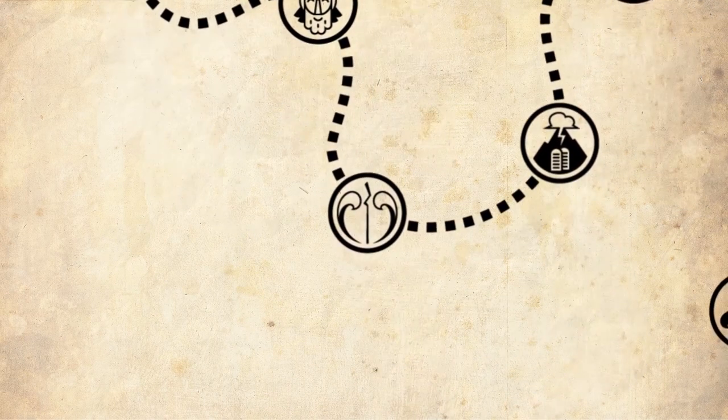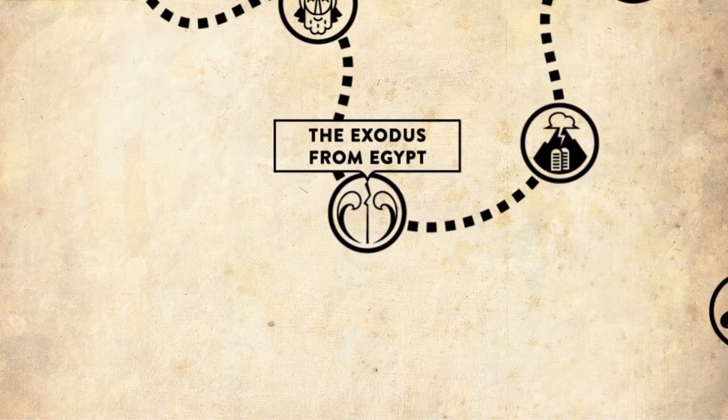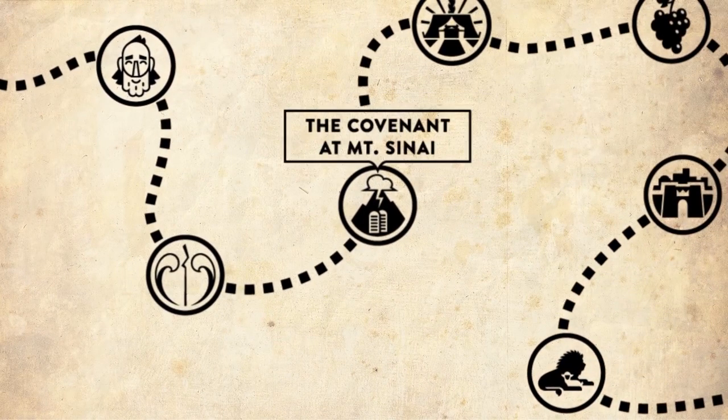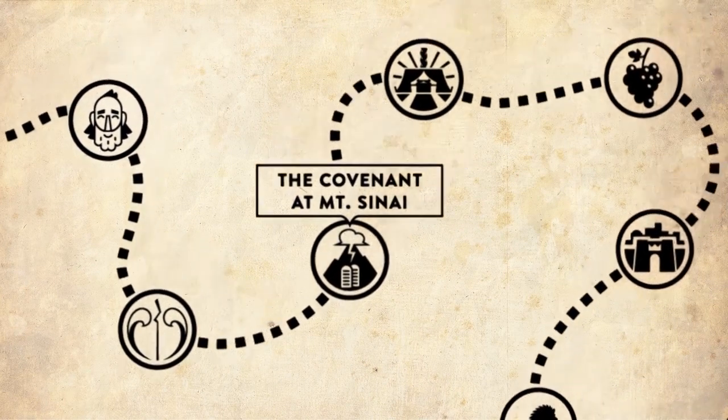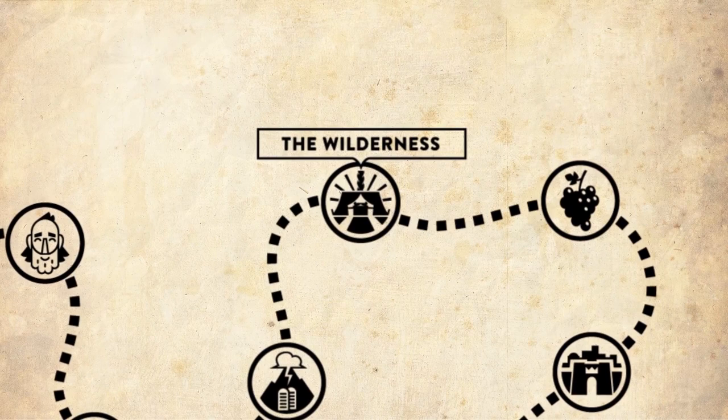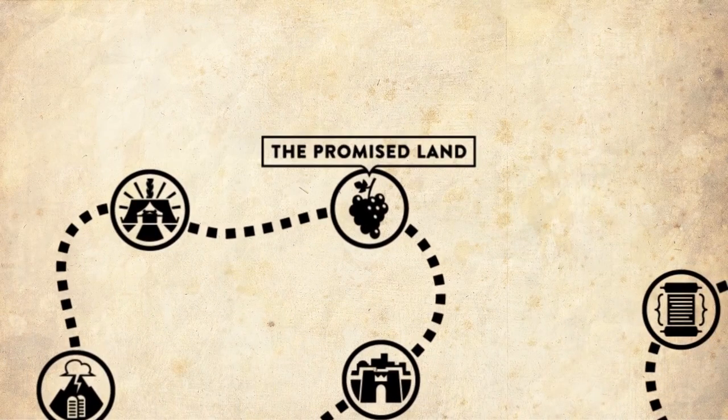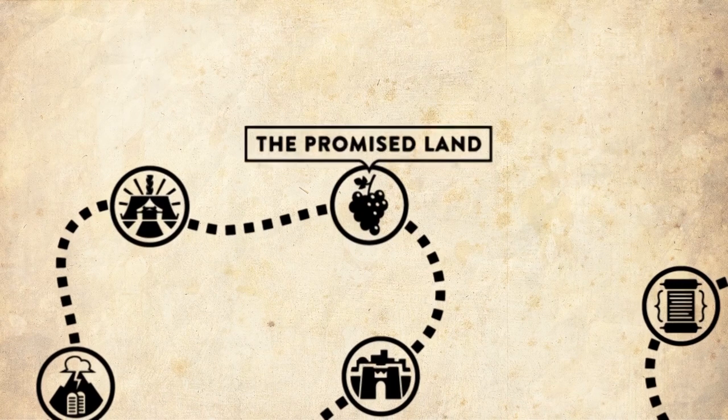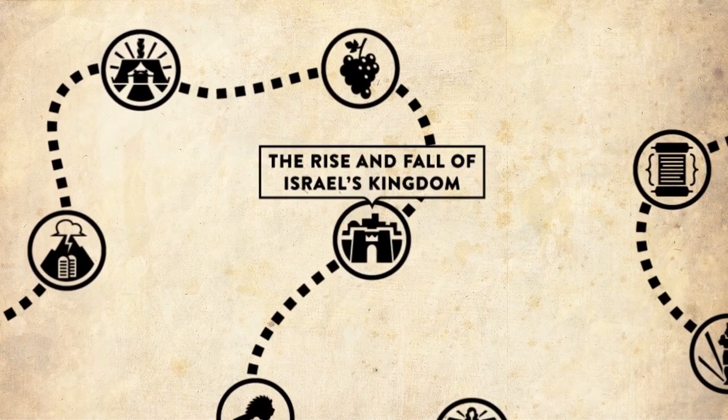Then you come to God's rescue of Israel in the Exodus from Egypt, which is followed by the covenant God makes with them at Mount Sinai. From there, God leads Israel through the wilderness and then into the Promised Land, where Israel grows into a nation and breaks the covenant. And so this flows into the rise and the fall of Israel's kingdom, which ends with Israel being exiled from the land.